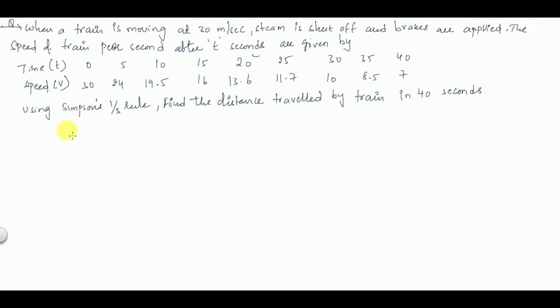So in this video we are going to solve one practical problem using a numerical integration method, which is Simpson's 1/3 rule.